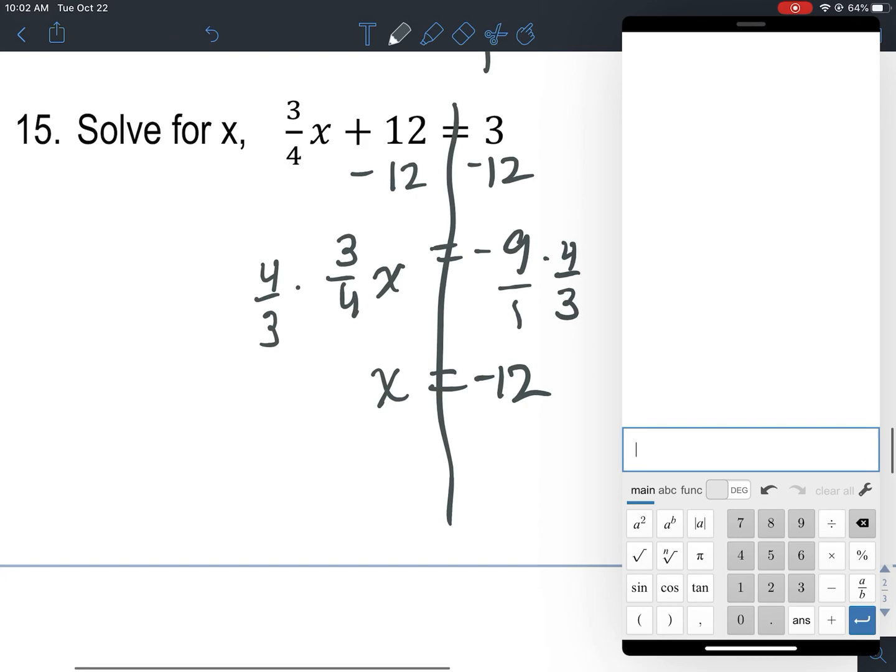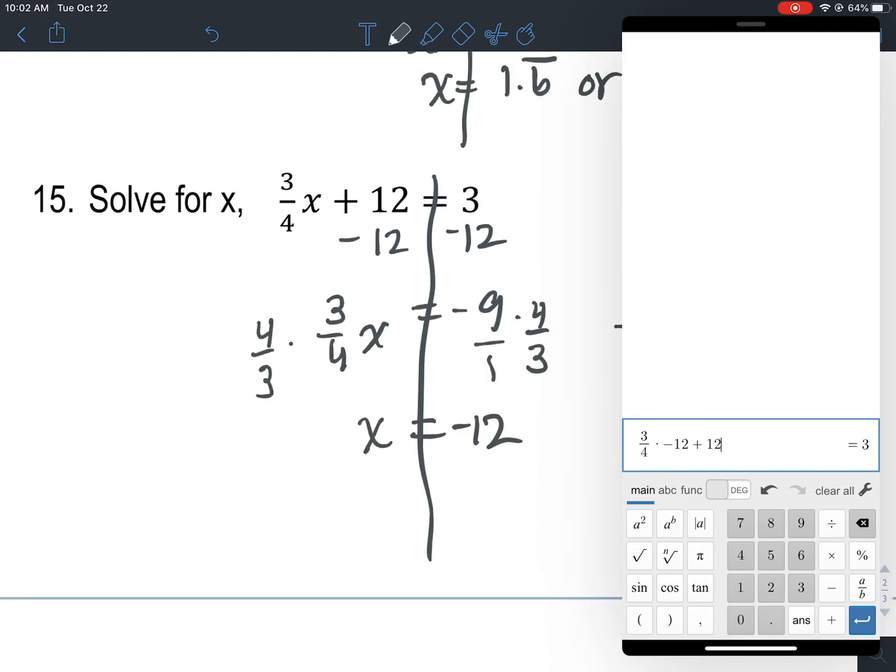The way that you check this is you just do 3/4, and then you can store the value of x as negative 12, or you could just plug it in. So it's negative 12 plus 12. There it is, 3, which is what it's supposed to equal on the other side.